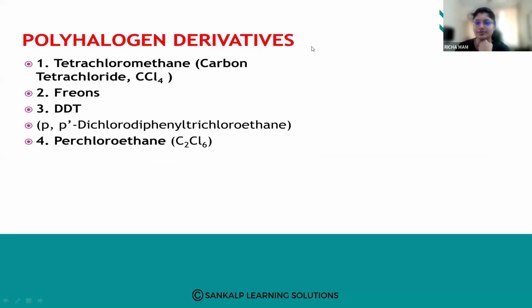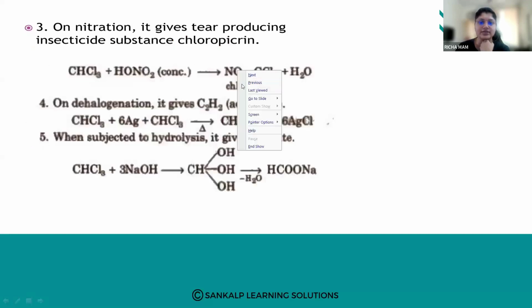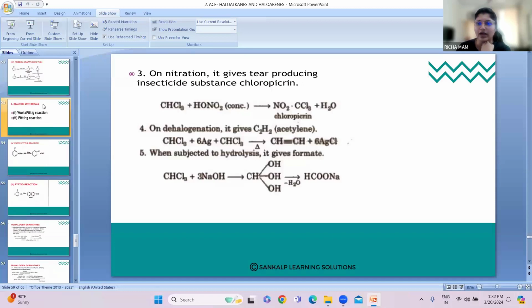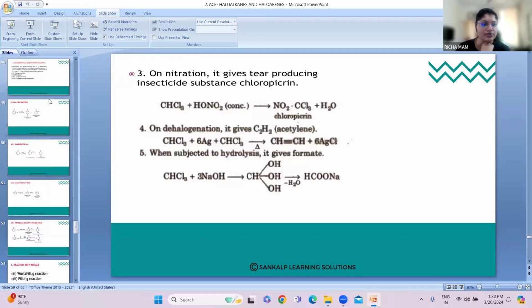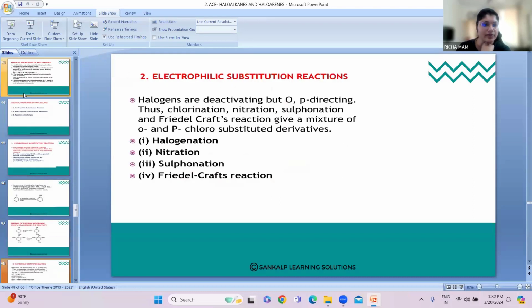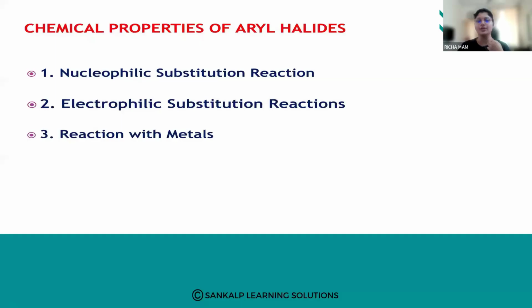Yes. So, in the previous class, we were discussing the reactions of haloarenes. So these were the reactions. Let me revise. These were the chemical properties, the chemical reactions of aryl halides. First we saw the nucleophilic substitution reaction. Then we came across the electrophilic substitution reaction, and then the reaction with active metals.